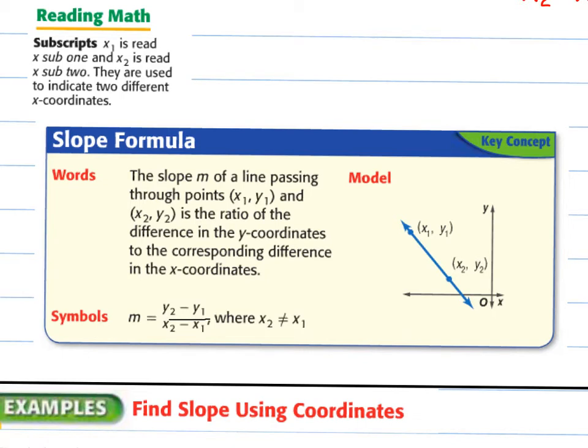And it says that the slope of a line passing through the points (x sub 1, y sub 1) and (x sub 2, y sub 2) is the ratio, we remember that word, a comparison of numbers, of the difference in the y coordinates to the difference in the x coordinates. Again, change in y over the change in x. x2 and x1 can't equal each other because then the denominator would be 0, and you can't divide by 0. So that's the key concepts in words, in a model, and in symbols.